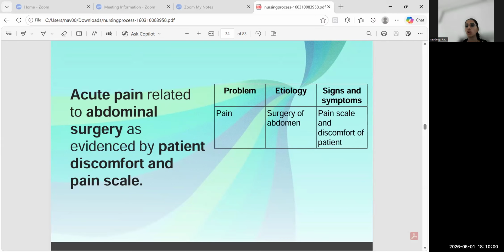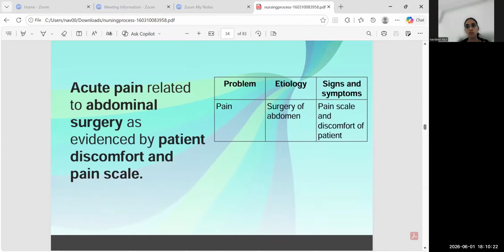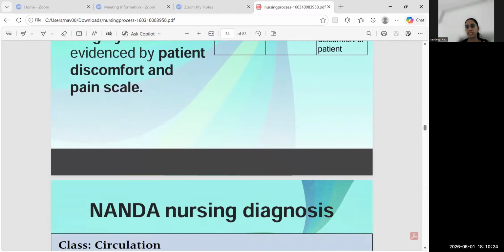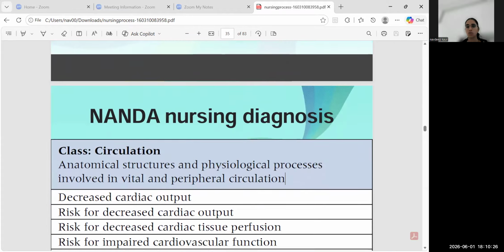Abdominal surgery means what is the cause behind the pain. It means the abdominal surgery. As evidenced by patient discomfort and pain scale. As evidenced by means from where we have got the information that the patient has this priority. So the patient has discomfort and pain, and we are using the pain scale, and the patient says that I have pain 6 or 7.